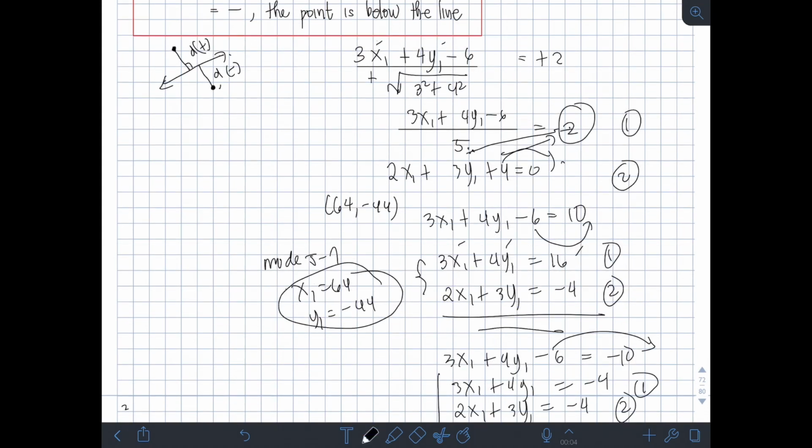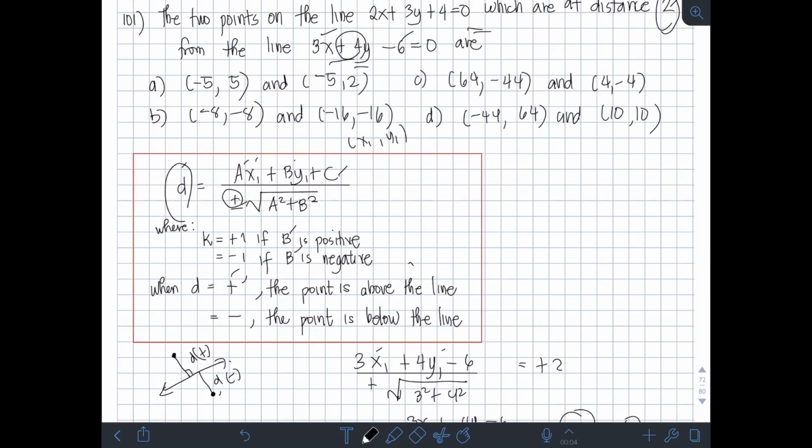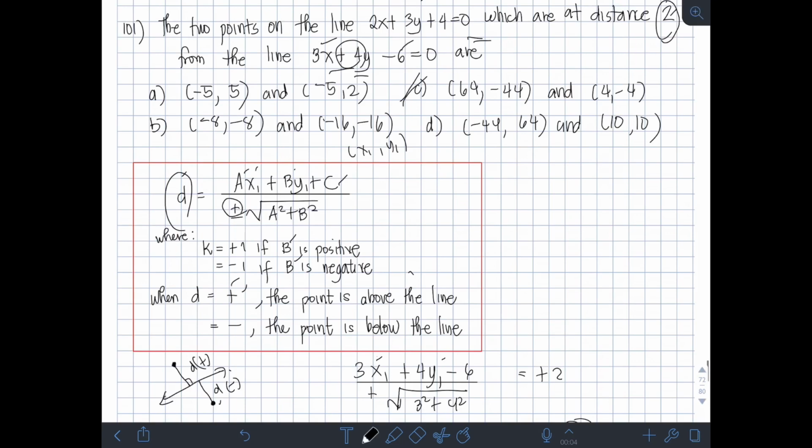So input uli natin yung mga numerical coefficients at constant using mode 5.1. Ang masasolve nating set of values dito ng x at y is, so x is 4 and y is negative 4. So yung another set is 4, negative 4. So therefore, this is the answer. 64, negative 44 and 4, negative 4. The answer is letter C.